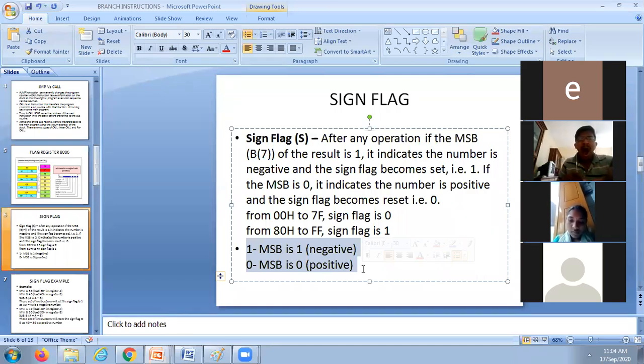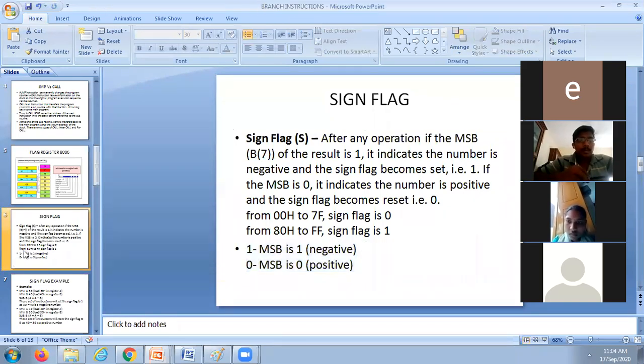Is it clear? Is it clear or not? Do you have any doubt in the sign flag? If you have, you can raise it. You can ask the doubt. Can I move to the next one?